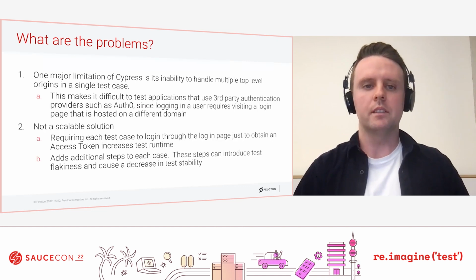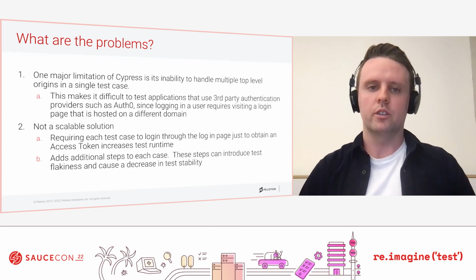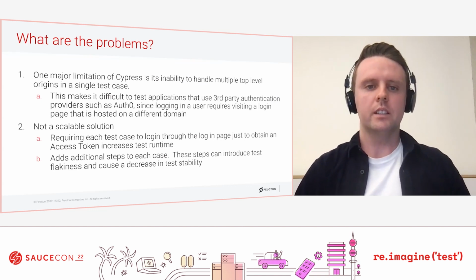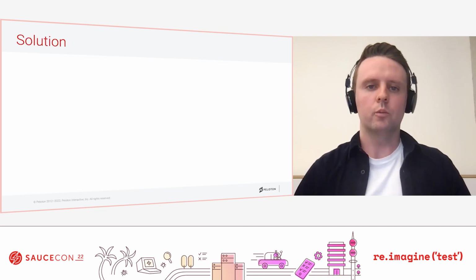The second problem is a test automation best practice problem. The naive solution I described earlier is not a scalable solution. Requiring each test case to log in through the login page just to obtain an access token increases test runtime. In addition, it adds additional steps to each test case. These steps can introduce test flakiness and cause a decrease in test stability. Lucky for us, we have a solution which will solve all the problems I just stated.